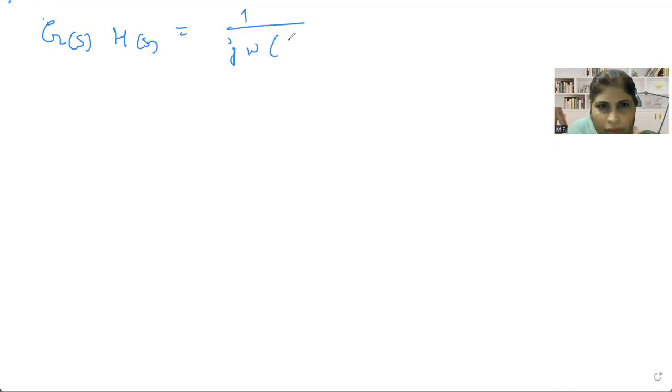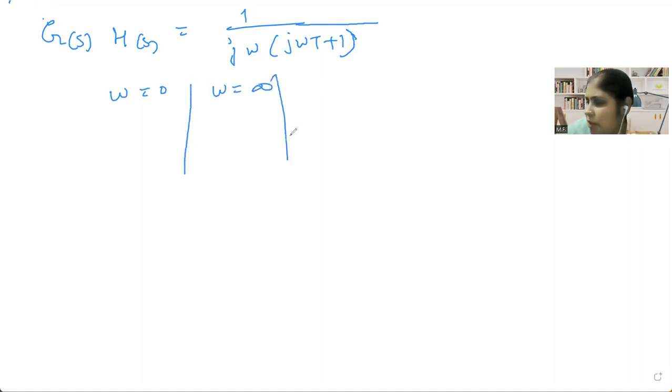So we have seen that G(s)H(s) equals 1 upon j omega into (j omega T plus 1). This is the open loop transfer function, and we have already seen it at omega equal to 0 and at omega equal to infinity.